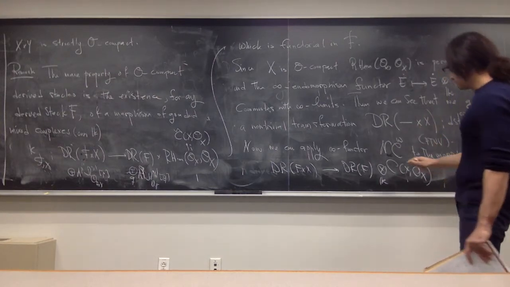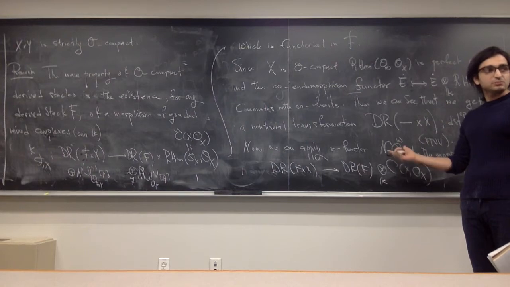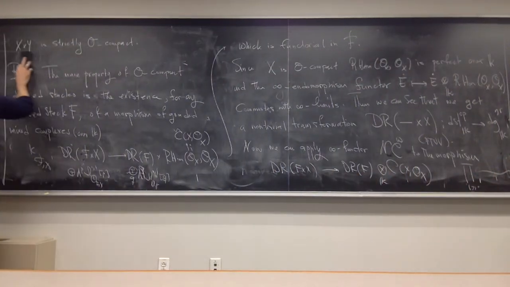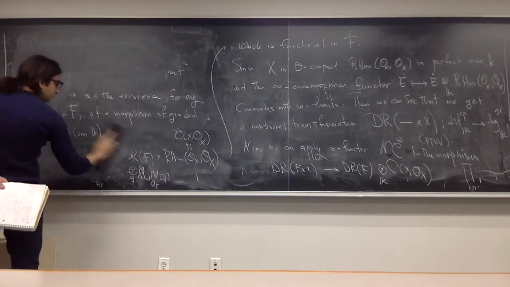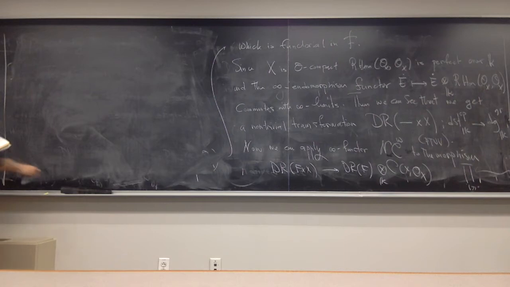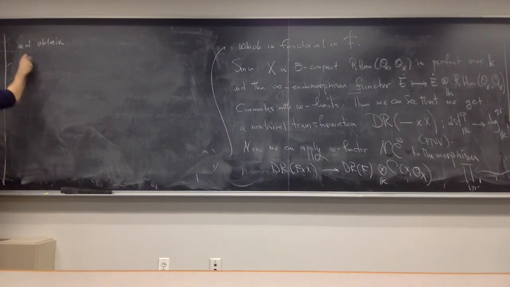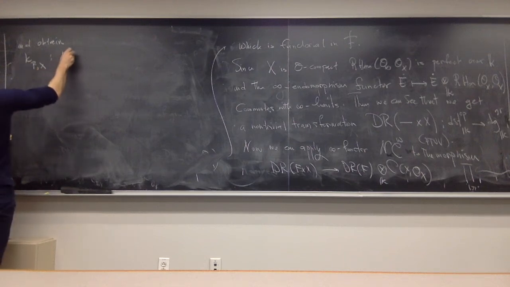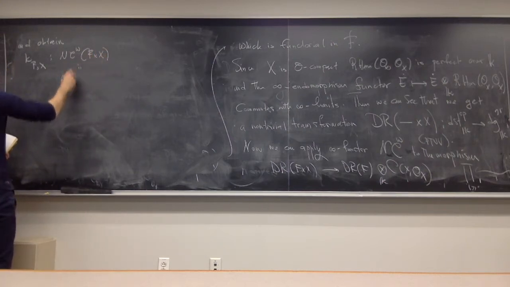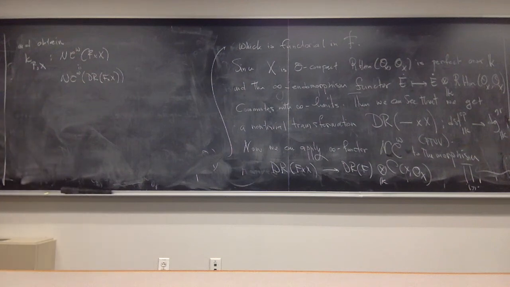So the point is that the negative cyclic complex associated to a given complex is a functor. And so you can apply this functor to a morphism. And what do you get? If you apply it to this, then you obtain some map, called K of FX, from the negative weighted cyclic complex of F times X, which by definition is the negative weighted cyclic complex of the de Rham algebra of F times X. This is the same thing we discussed last time.